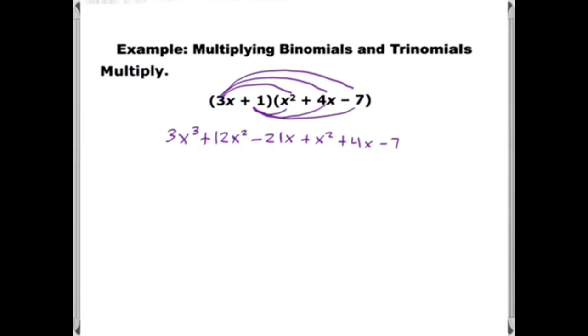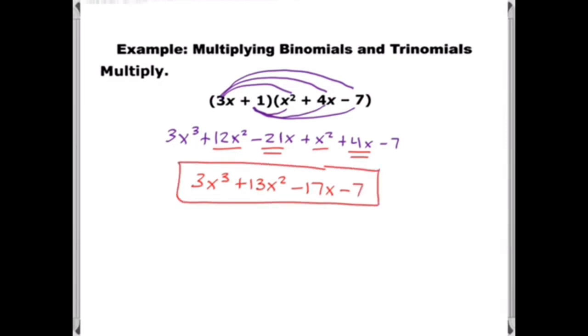Now I'll just combine like terms. I only have one x cubed, so I keep 3x cubed alone. I've got 12x squared, and then a 1x squared, which becomes 13x squared. I've got negative 21x and a positive 4x, which gives me, in this case, negative 17x, and then I've got the 1 minus 7, so I tack that on at the end. And so after combining like terms, my final answer is 3x cubed plus 13x squared minus 17x minus 7.